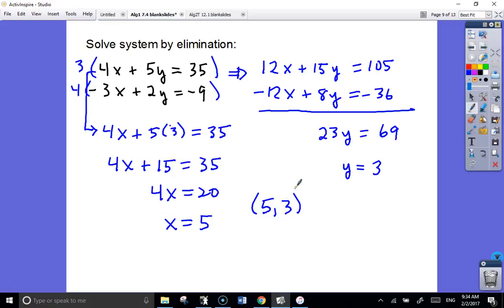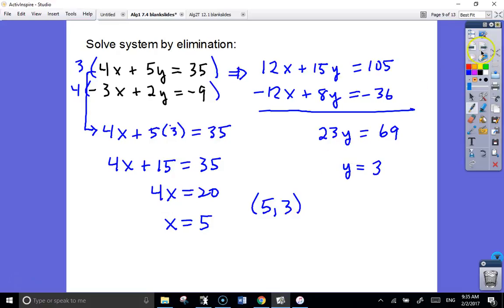Sometimes when you teach this stuff, I've taught out of other books before where if you're going to be multiplying by numbers, you always make it an add situation. So even if I wanted to make the y's cancel, I would multiply maybe the top one by 2, but the bottom one by negative 5, so that I actually always create opposites. But you don't have to. I mean, I kind of like this better. You have a choice what to multiply by, whether or not you use addition or subtraction to cancel the variable. It's up to you what you want to do.